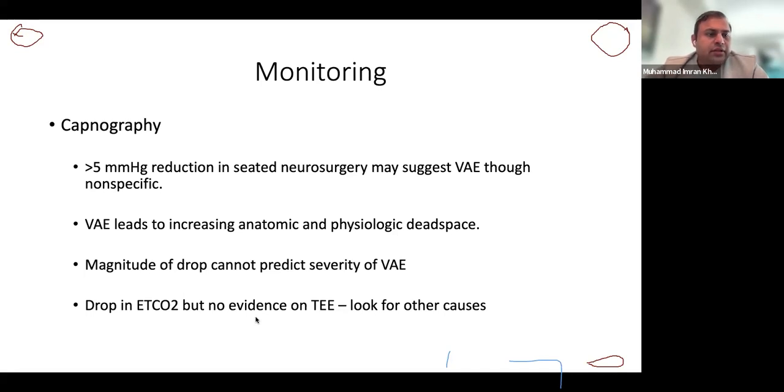If there are carbon dioxide changes without evidence of air on TEE, then other diagnoses for a drop in end-tidal CO2 should be explored, like reduced cardiac output from reduced left ventricular preload, or cardiac dysfunction due to coronary artery embolism or arrhythmias. So even though end-tidal CO2 does let you know about venous air embolism, it's not very specific and it is also not very sensitive. But it is better than having nothing.